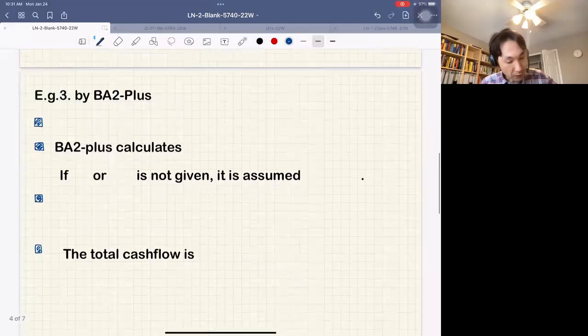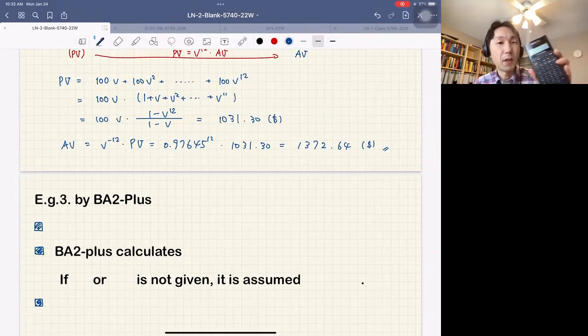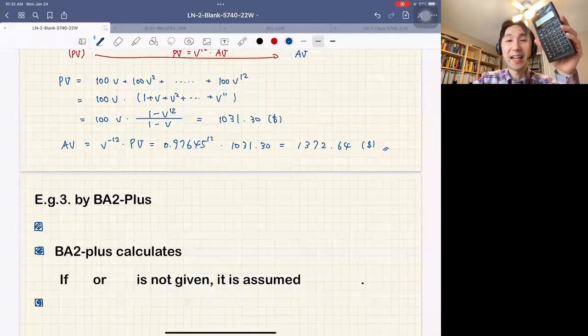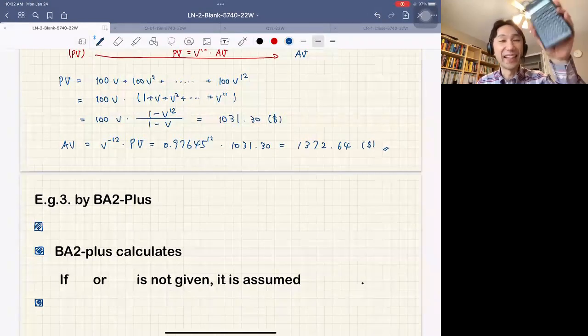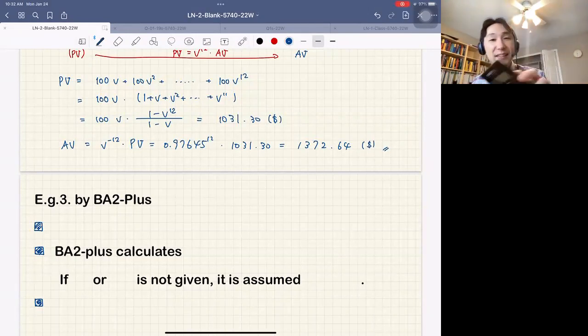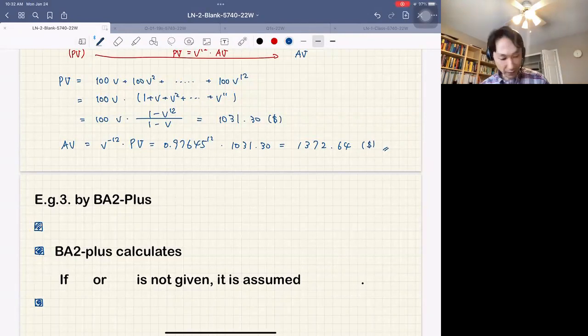Now we want to use the calculator to do this. Have you brought the BA II Plus or BA II Plus Professional? You can turn on the video. Okay, that's great. Anna also has one, and any others? How many of you have one? Oh, you already put some seals. Okay, great.